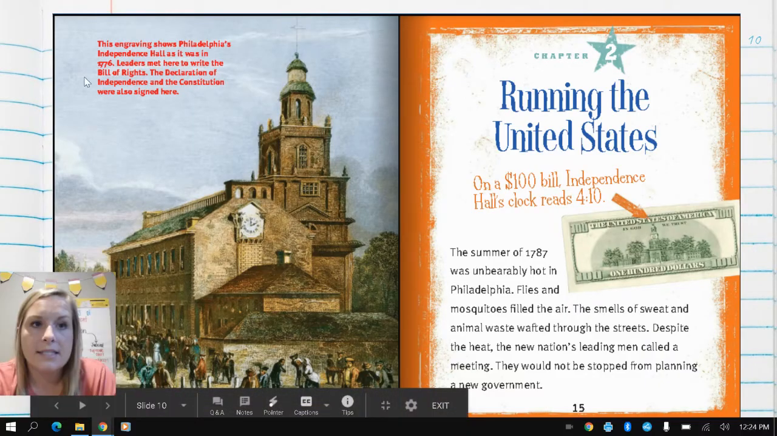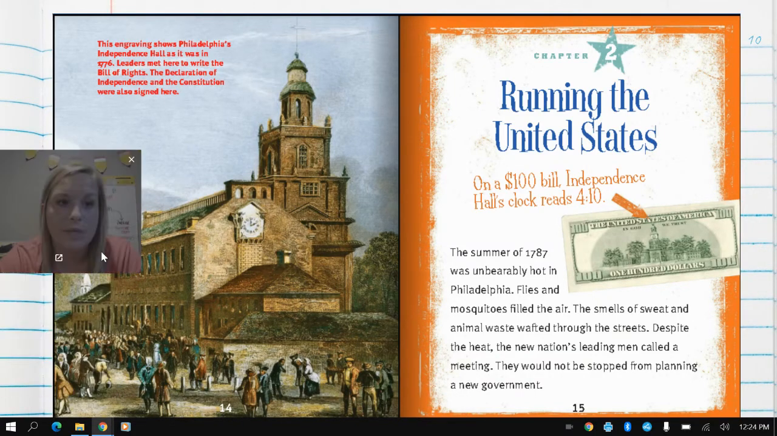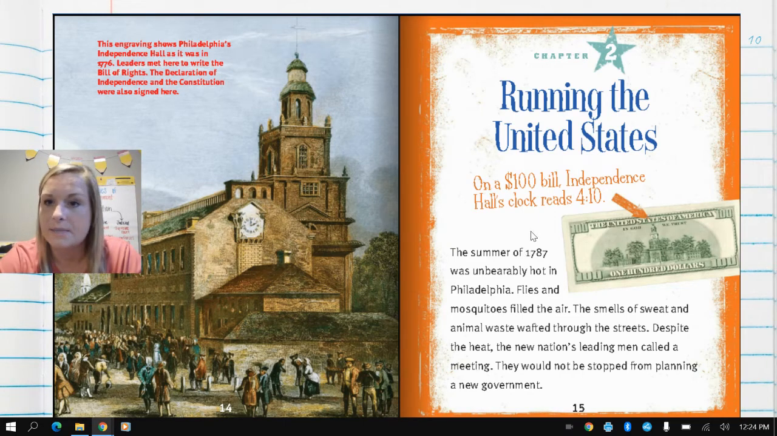And here it says this engraving shows Philadelphia's Independence Hall as it was in 1776. Leaders met here to write the Bill of Rights. The Declaration of Independence and the Constitution were also signed here. So all of the really important documents for the United States.